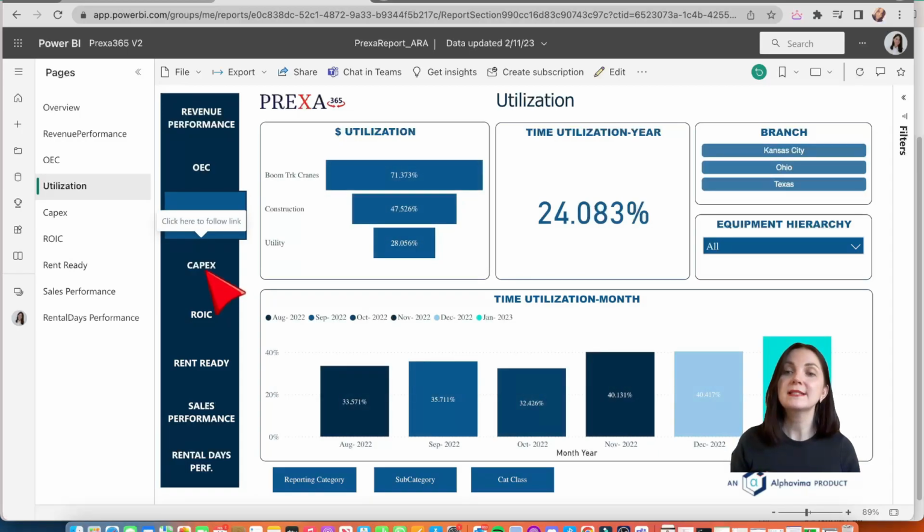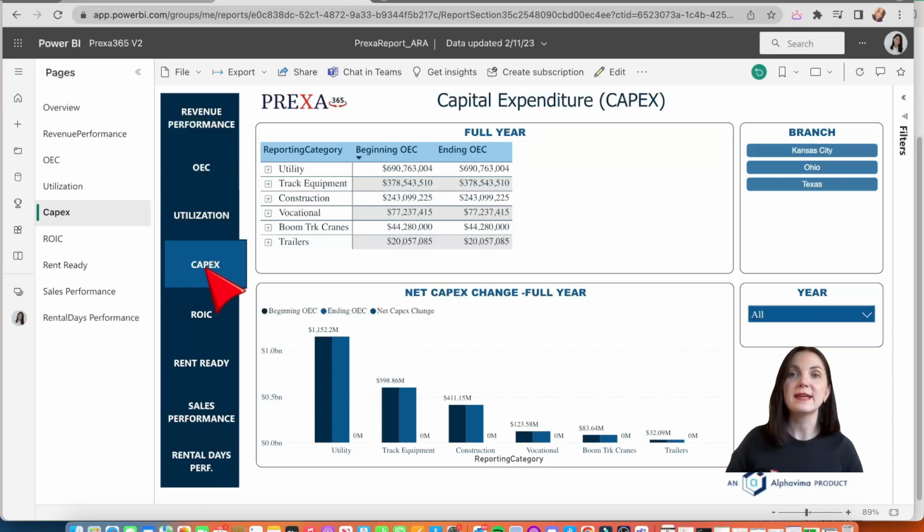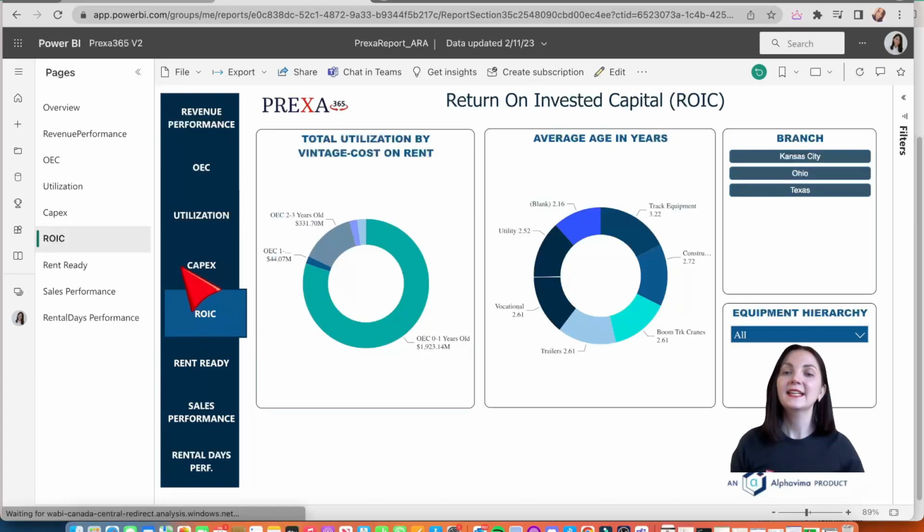Another key performance indicator from ARA is capital expenditure, or CapEx. This is the amount of money that a company invests in new equipment and infrastructure. Each rental company should closely monitor this metric to ensure that they are making wise investments that will support the growth and success of the entire company.